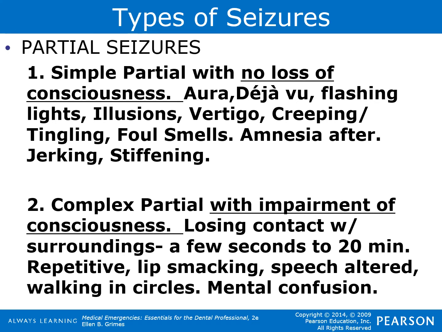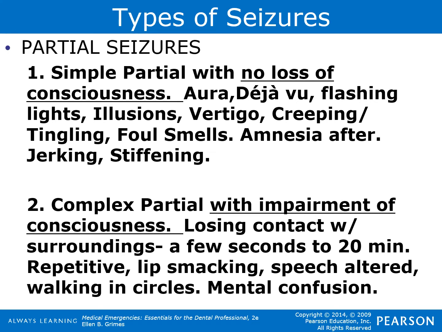And you can have an aura, deja vu, which is a feeling of something that's already happened is happening again. Flashing lights, illusions, vertigo, creeping feeling, tingling, foul smells, and amnesia afterwards. You can have jerking and stiffening. So with partial seizures, you can have all of that, but you're not unconscious.